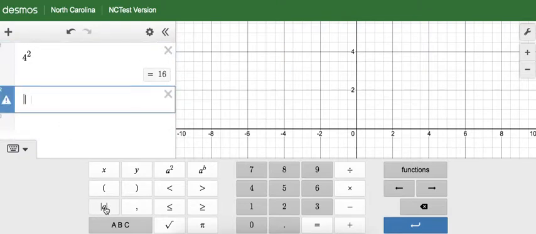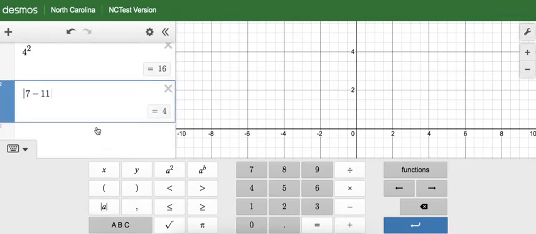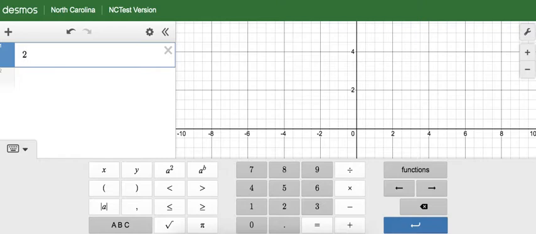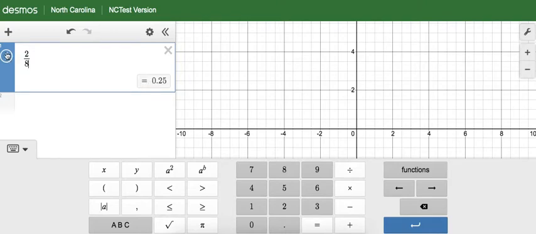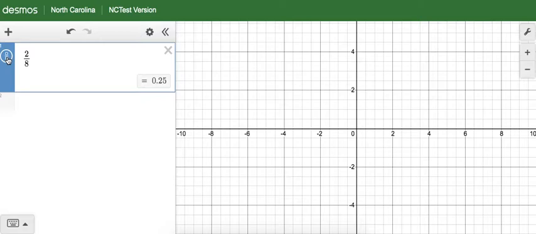Absolute value is here. So if I had 7 minus 11, absolute value, it always comes out positive and you see your answer. If I put something in, like just a regular problem, like 2 divided by 8, notice that it has it in decimal form, and over to the side there's a button that looks like a fraction, and it'll change it back to fraction form for you. Well, obviously 2/8 is a fraction already, but a simplified fraction. So if I want it as a fraction, I can click the little fraction button. If I want it as a decimal, I can click it as a decimal. Much easier than the little tool on our calculator.